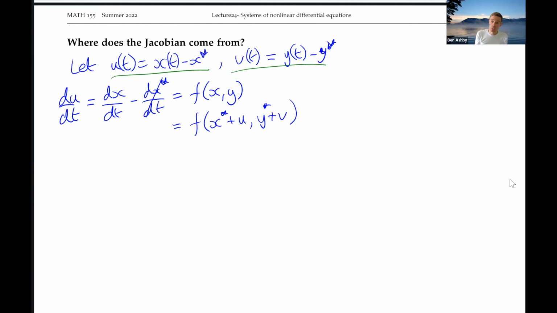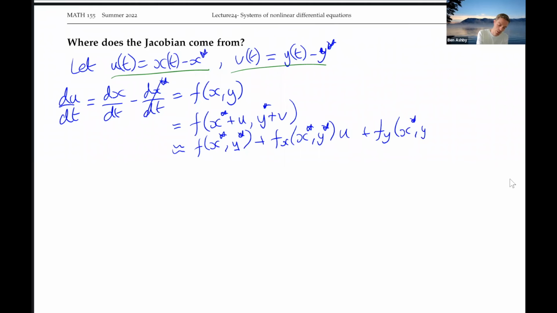What we can do at this point is something called a Taylor expansion. This is our linear approximation. So this is approximately equal to f(x star, y star), plus the partial with respect to x, evaluated at our equilibrium x star, y star, times u, plus the partial with respect to y at x star, y star, times v.